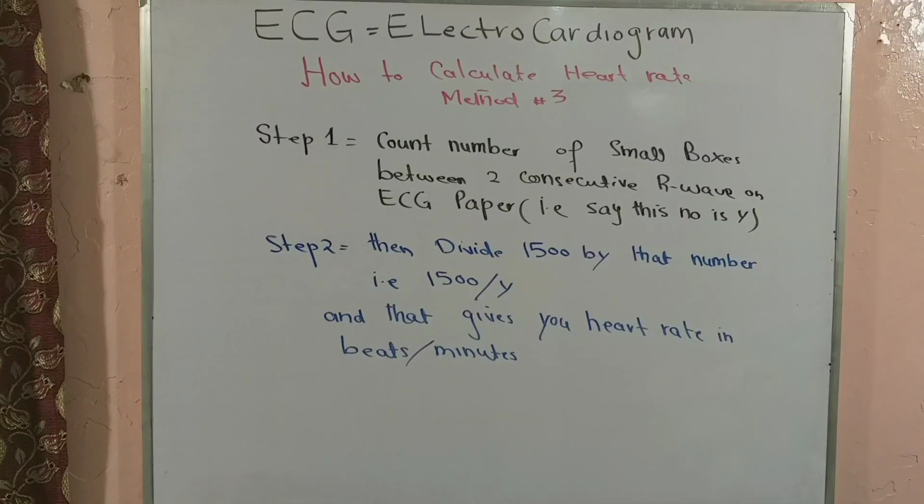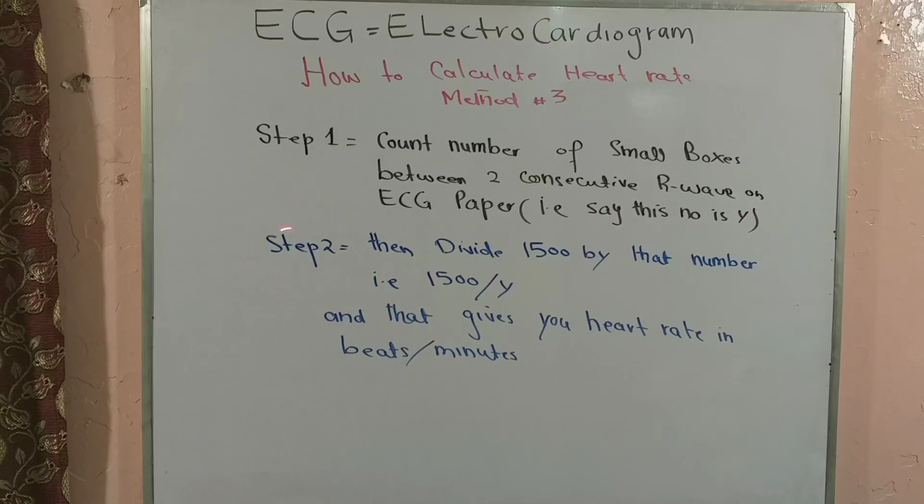So how is the method number 3 performed? Now you take an ECG paper which has got QRS complexes or the ECG tracing on it. Then step 1 is to count the number of the small boxes between two consecutive R waves on the ECG paper, and let's call that number Y.